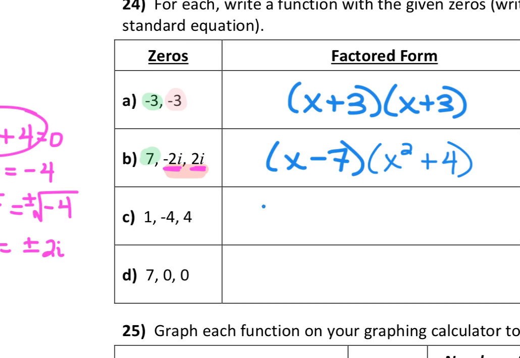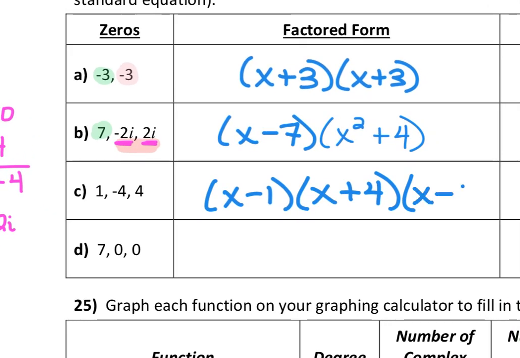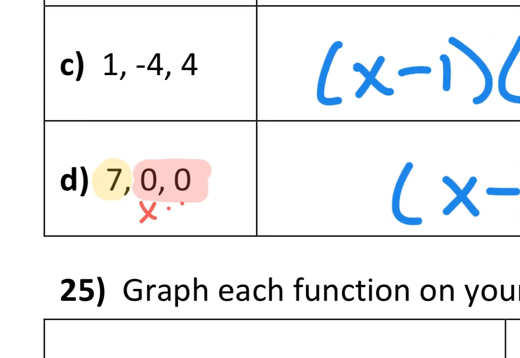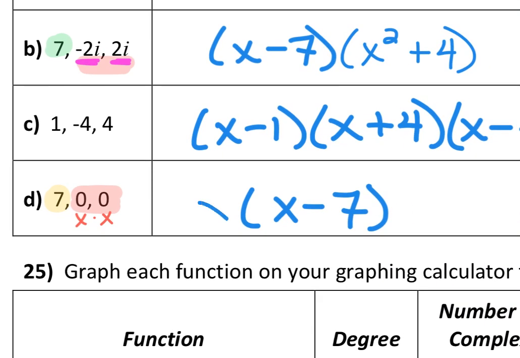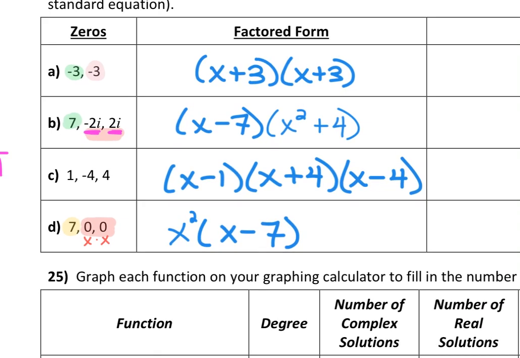And then this next one, x minus 1, x plus 4, and x minus 4. And in this next one, be careful. The 7, straightforward, gives you x minus 7, just like it did in part B. But these zeros here, each of them is an x. So if this is x and this is x and you're multiplying, then that whole thing is going to be x squared times x minus 7.